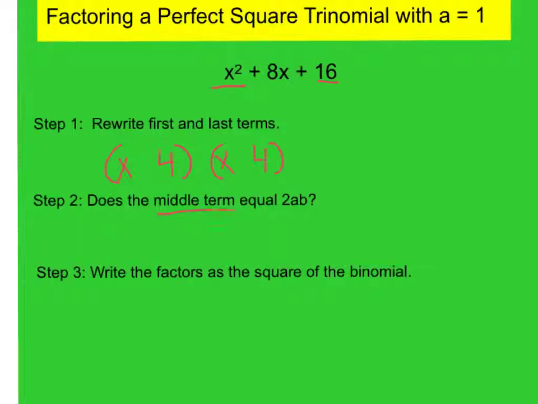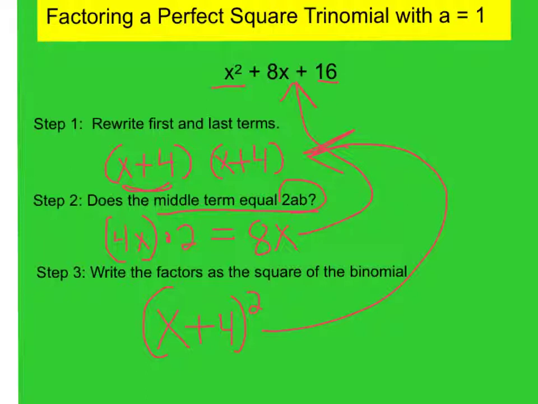And then it says, does the middle term equal 2ab? So what I'm going to do is multiply 4 to x, and then I'm going to multiply that by 2 because there's two middle terms, and that equals 8x. Did I get 8x here? Or do I have that there? Yes, I do. So then I know I'm right. And I would like you to write your answer like this, please. If you forget and write it like this, I will accept it. It's just that it's more efficient and concise to write it this way. So the answer is the sum of x plus 4 squared.